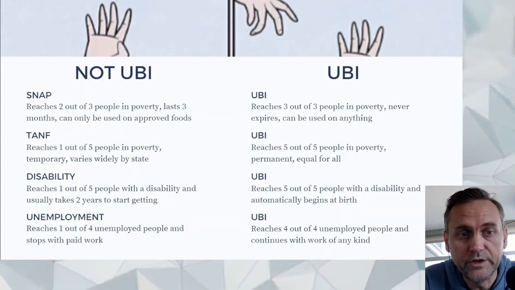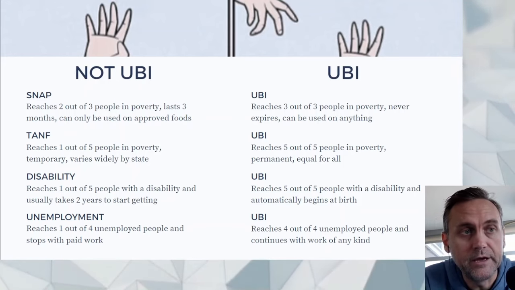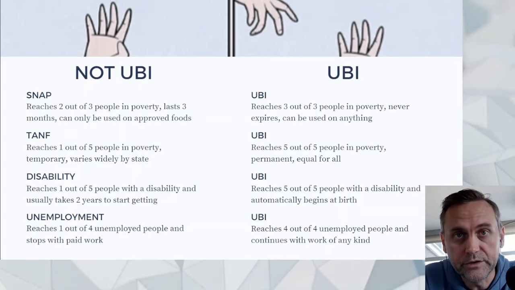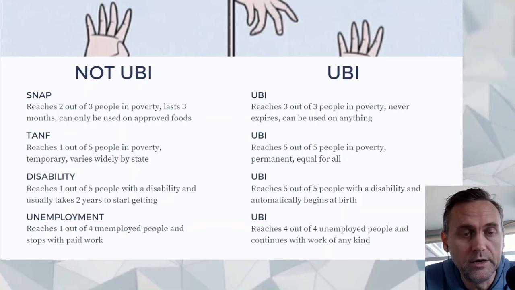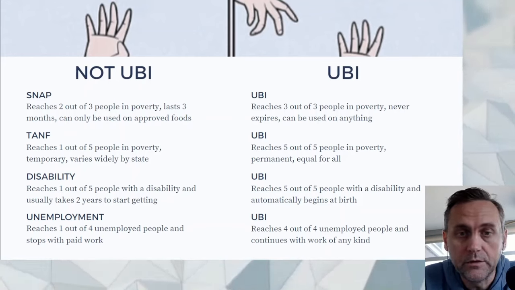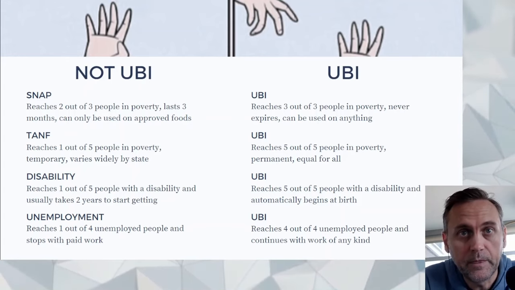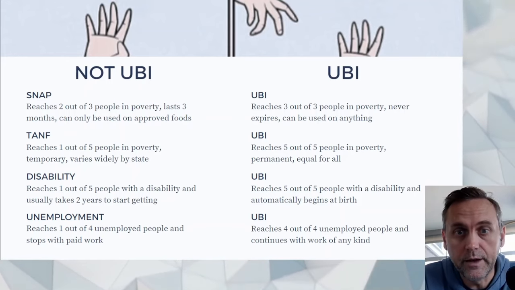Disability is another example that reaches one out of five people with a disability. And it often takes 2 years on average to successfully qualify for it. And UBI would reach five out of five people with a disability. And of course, would automatically begin at birth.